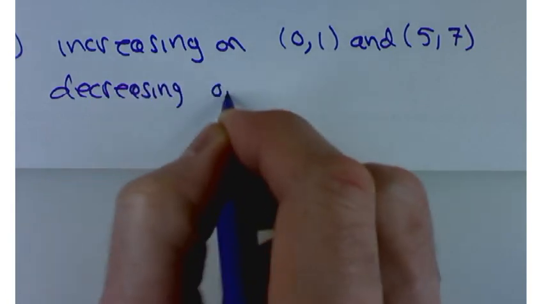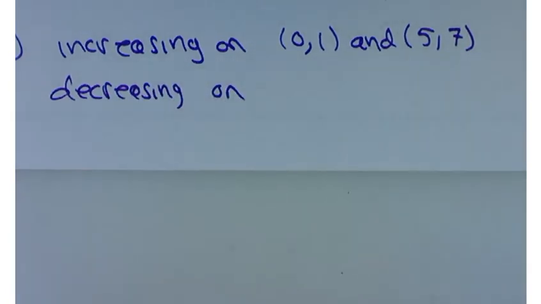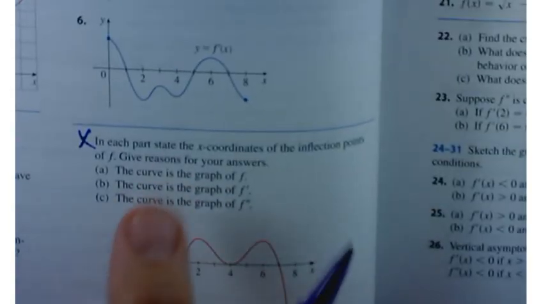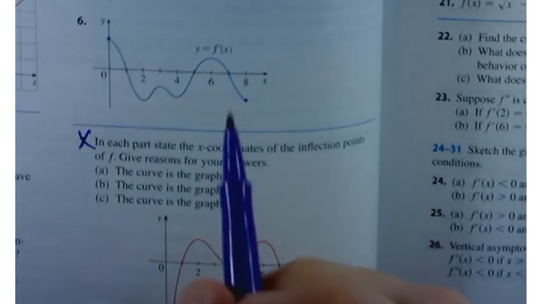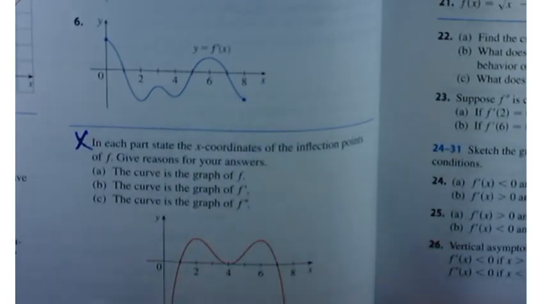Decreasing, well, it's going to be decreasing kind of everywhere else, right? So looking back, that would be the interval between 1 and 5. So between 1 and 5, and what else? 7 to 8.